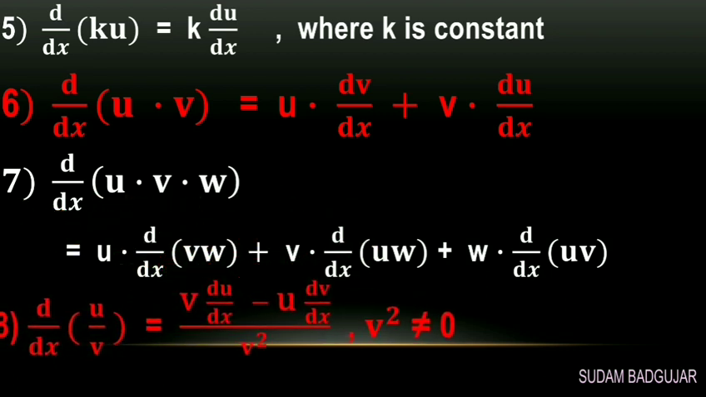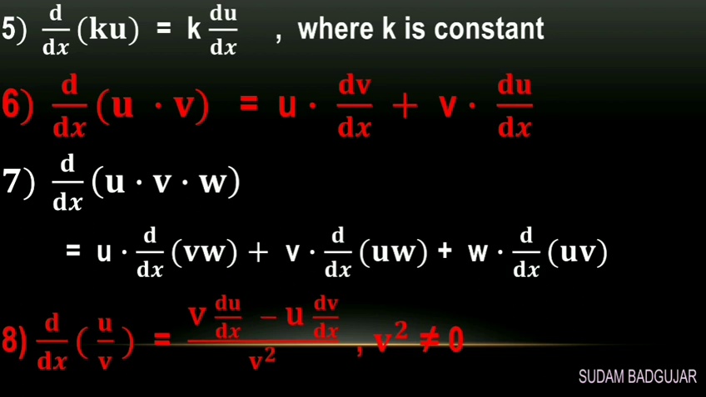And the last formula is the derivative of u upon v is equal to v into the derivative of u minus u into the derivative of v, upon v square, where v square is not equal to 0.